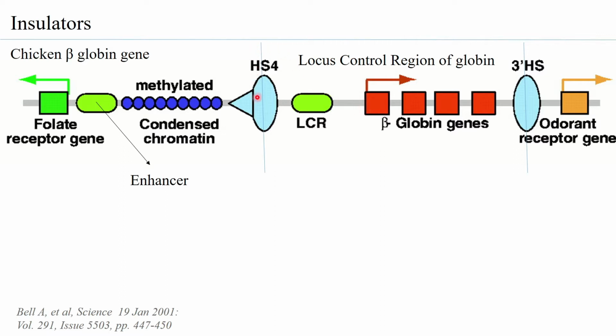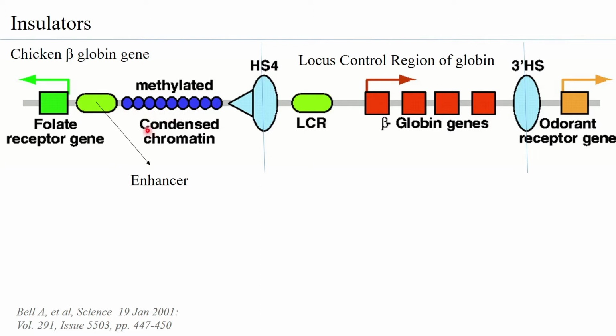Because you have these insulators, you can see that the folate receptor gene is topologically differentiated from the beta globin genes, which in turn are topologically differentiated from the odorant receptor gene. So this is one topologically different region, this is another, and this is another. Why is this so? This is thanks to the insulator regions. This is a clear indication of how the insulator creates topologically differentiated domains. And within a domain, you can have a cluster of genes or a locus.